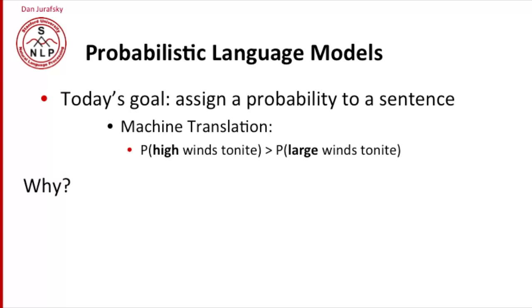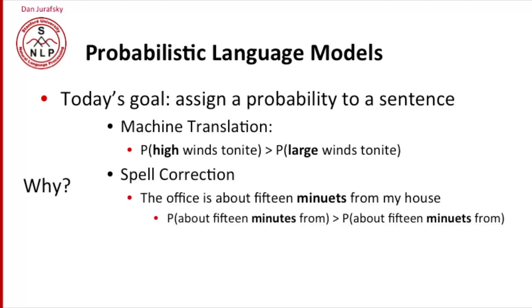In machine translation, for example, we'd like to be able to distinguish between good and bad translations by their probabilities. So "high winds tonight" might be a better translation than "large winds tonight," because "high" and "winds" go together well. In spelling correction, we see a phrase like "15 minuets from my house." That's more likely to be a mistake from "minutes." And one piece of information that lets us decide that is that "15 minutes from" is a much more likely phrase than "15 minuets from."